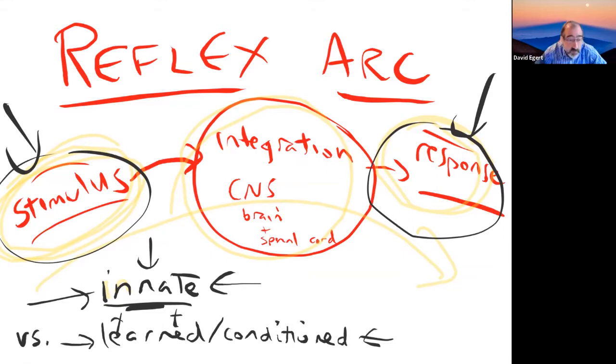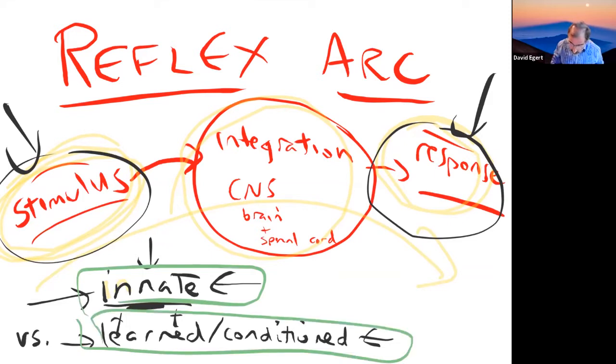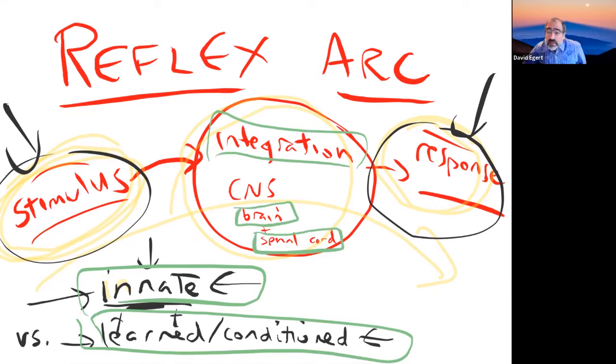So with an innate reflex, hardwired, again, like shine a light in your eye, your pupils constrict. You don't have any control over that. But learned reflexes are things that get wired through experience. So that's one way to distinguish reflexes: innate versus learned or conditioned. Another way to distinguish reflexes is where the integration happens. Like we said, it's usually brain and spinal cord. There are a number of reflexes that are integrated fully within the spinal cord. They're called spinal reflexes.